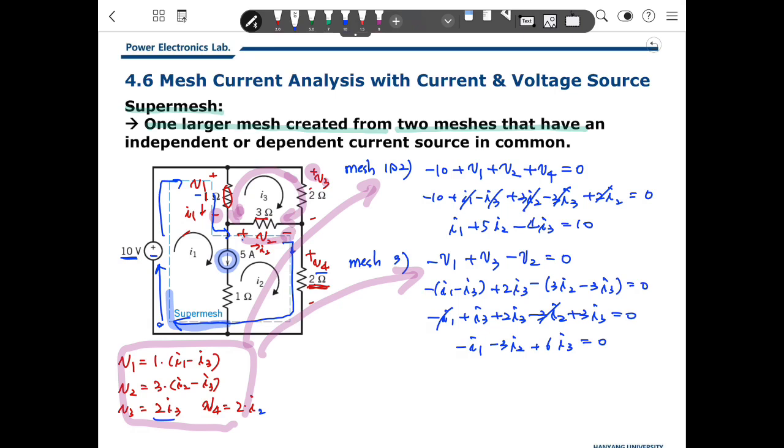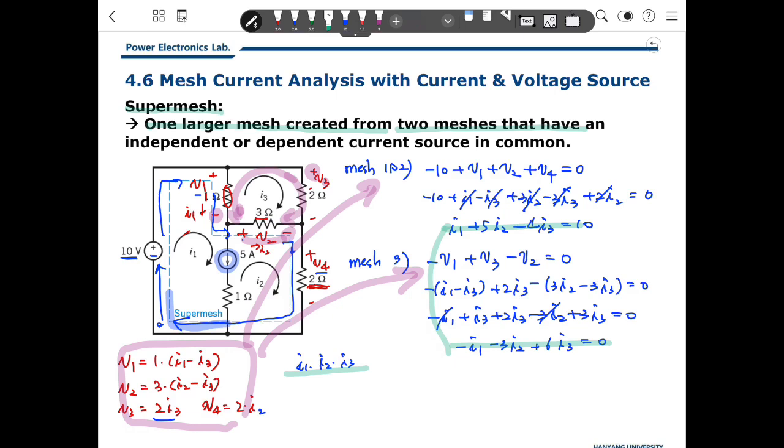And we have three unknown variables. What are they? I1, I2, and I3. How many equations do we have? We have 1 and 2. Because we have three unknown variables but only two equations, we need one more equation to solve this problem.